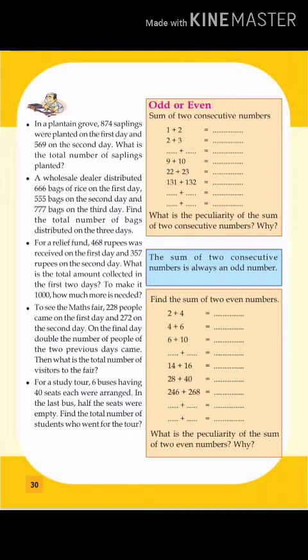Then next question. For a study tour, 6 buses having 40 seats each were arranged. In the last bus, half the seats were empty. Find the total number of students who went for the tour. Here, it is a study tour. 6 buses having 40 seats each were arranged.